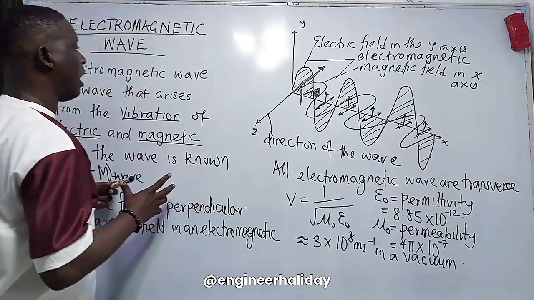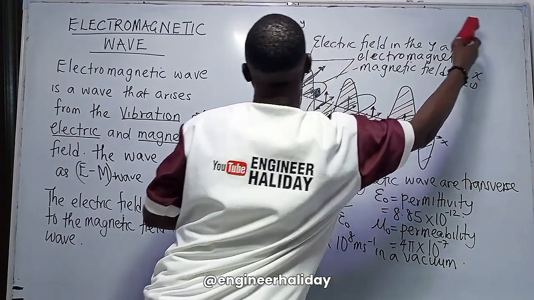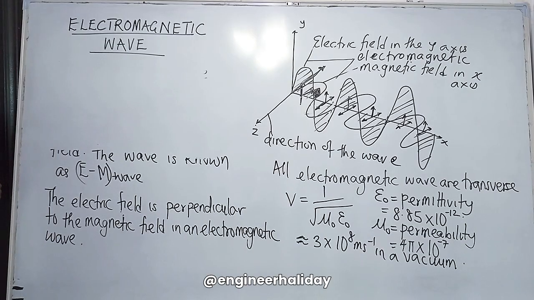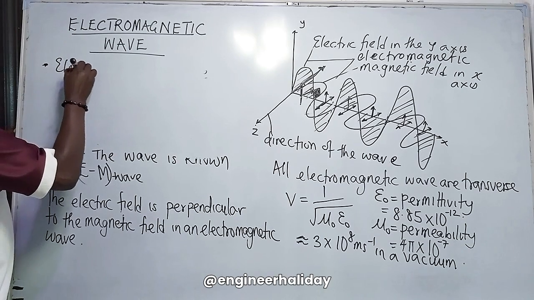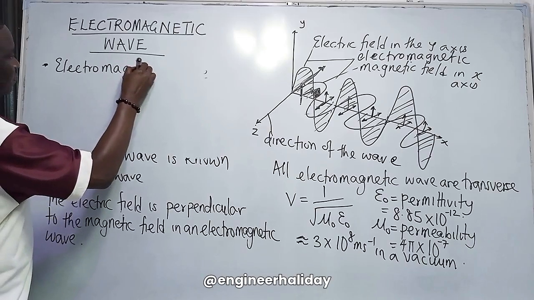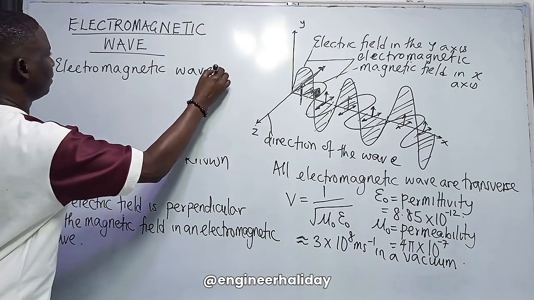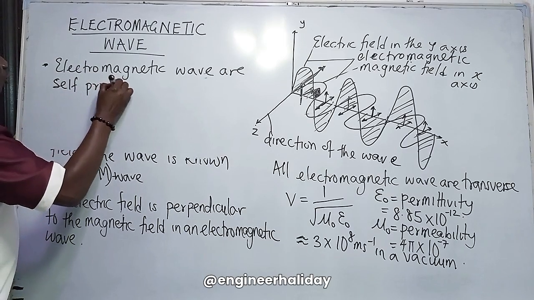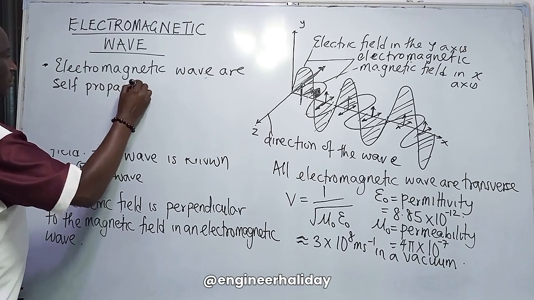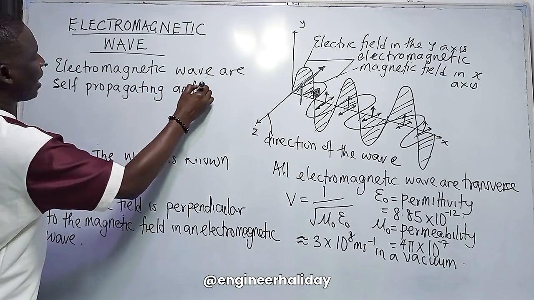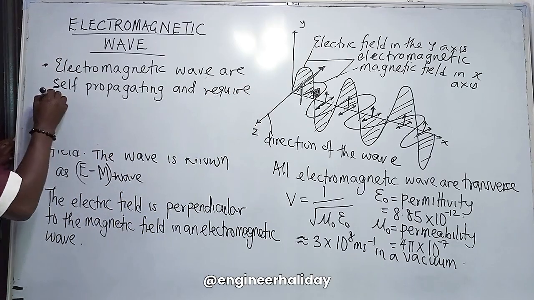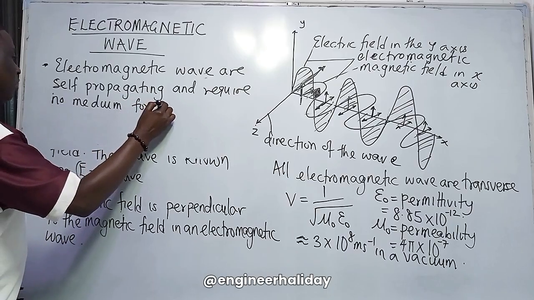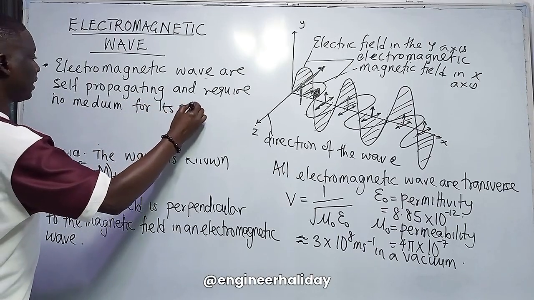Now, it means that electromagnetic waves do not require a medium for their propagation. They are self-propagating. That's number 1 point now: electromagnetic waves are self-propagating waves and require no medium for their propagation.